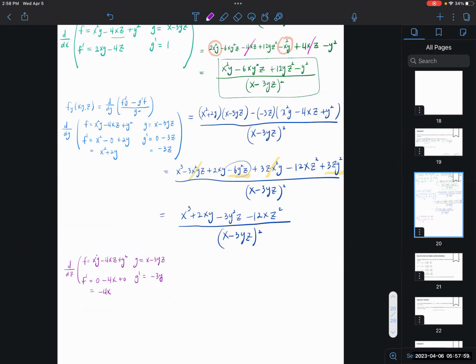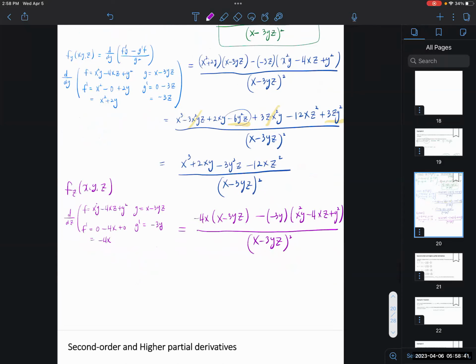The rest of the things, you're going to plug it in. Right? So we're going to do f prime, what is it? Negative 4x times g, negative 3y minus, oh, my bad, it's a g prime. So it should be g, my bad. So x minus 3yz. So that's f prime g, minus g prime, negative 3y, f. x squared y minus 4xz plus y squared, over x minus 3yz squared.